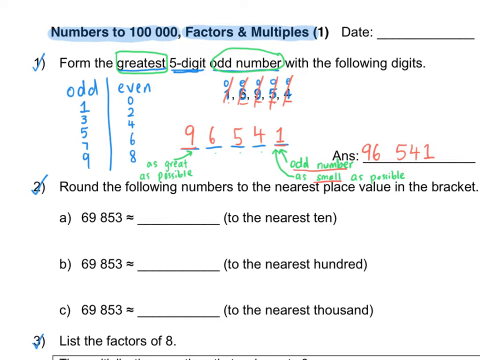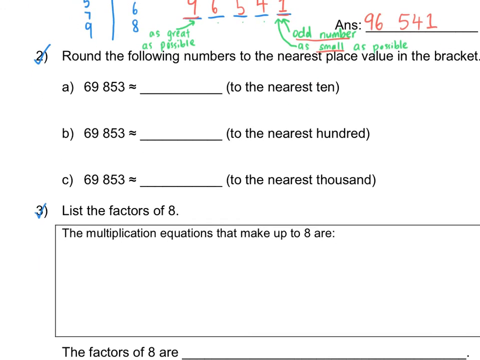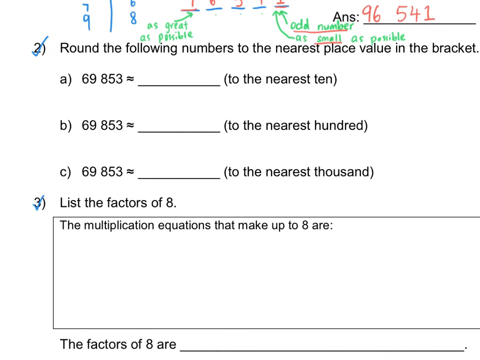Let's go on to question number 2. Round the following numbers to the nearest place value in the bracket. So they want us to do rounding, okay, to the nearest place value in the bracket. So for part A, when we round 69,853 to the nearest 10, okay, when we do rounding numbers, do not forget the poem F, L, 4 and 5.